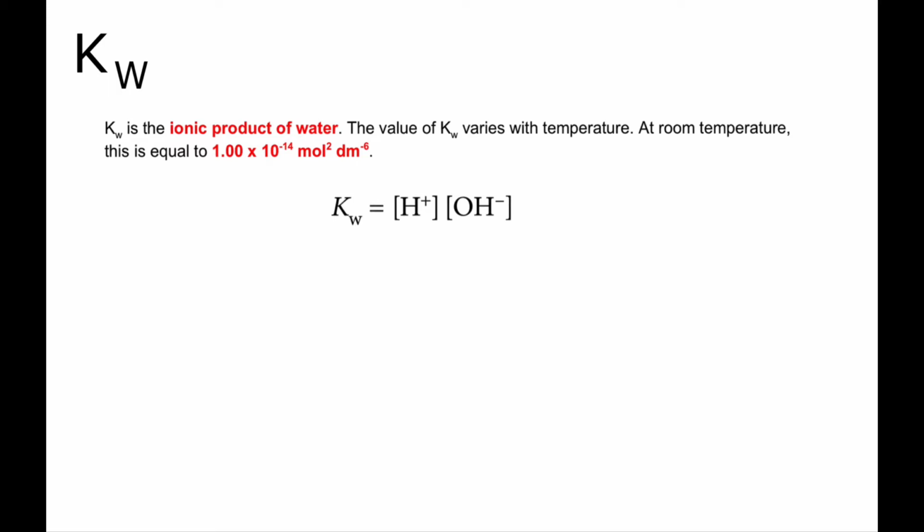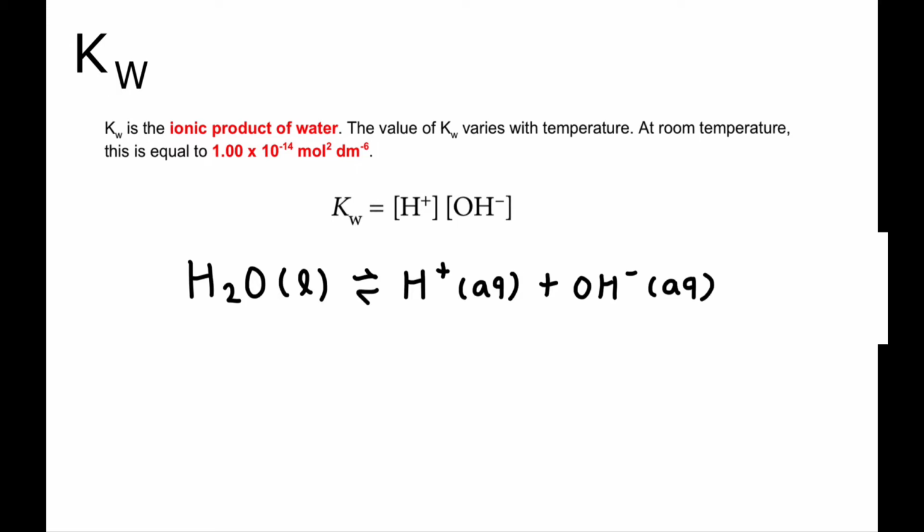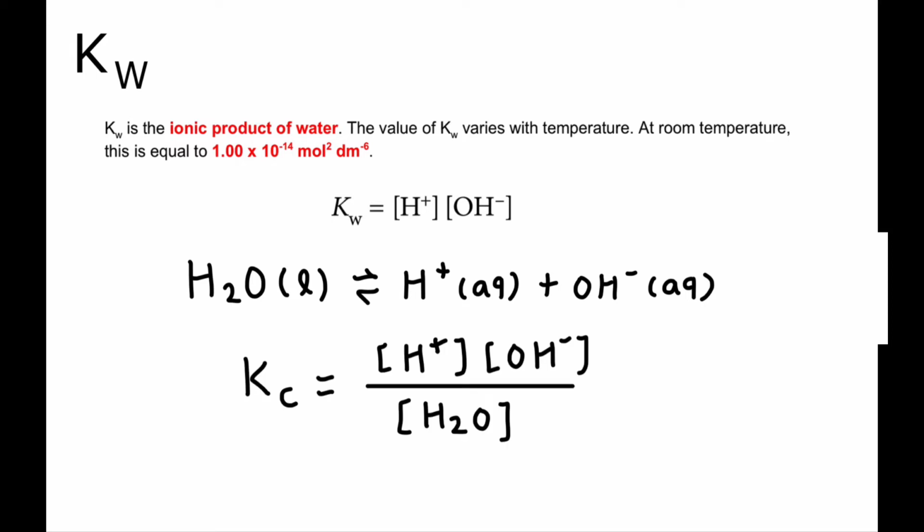Kw is actually derived from the Kc expression. As you already know, water dissociates into H plus and OH minus ions. We can write this in a Kc expression. The important point here is that the equilibrium lies well to the left because water is very weak at dissociating. Therefore, we can assume that the concentration of water is almost constant. By removing constants, we can then express Kw.